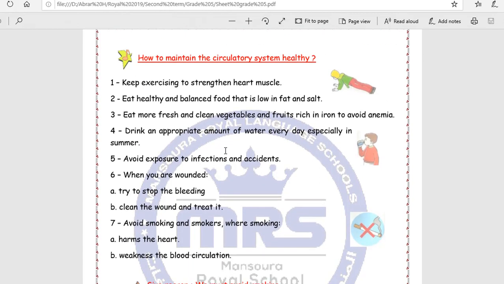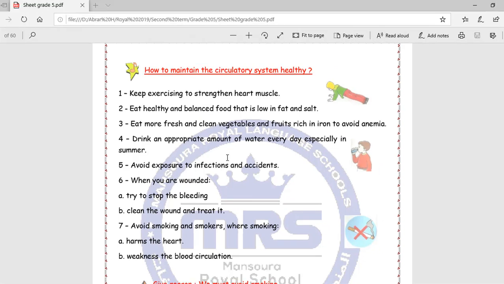Number 3, eat more fresh and clean vegetables and fruits rich in iron to avoid anemia. Number 4, drink an appropriate amount of water every day, especially in summer. Number 5, avoid exposure to infections and accidents. And when you are wounded, first thing, try to stop the bleeding. The second thing is to clean the wound and treat it. Number 6, again, avoid smoking and smokers, because smoking harms the heart and causes weakness to the blood circulation.